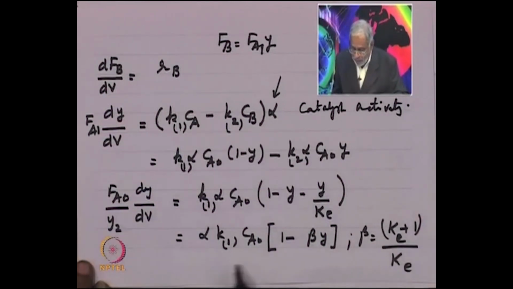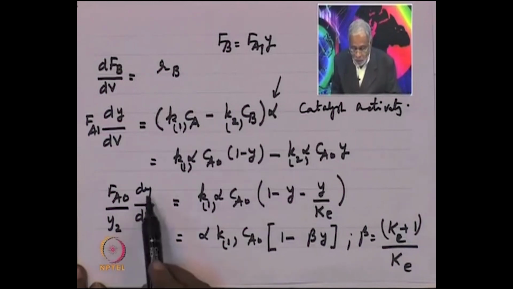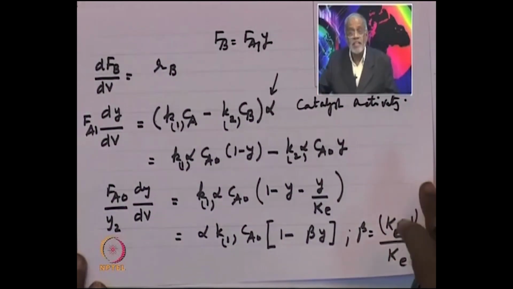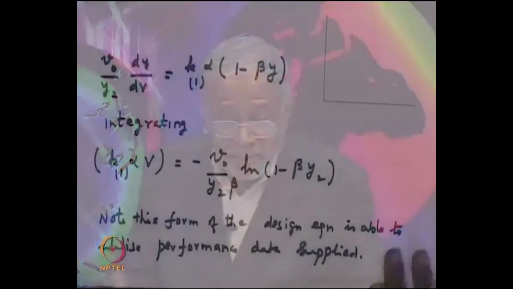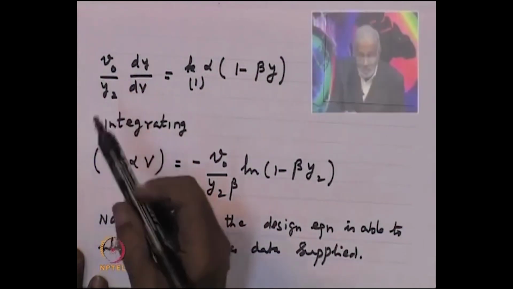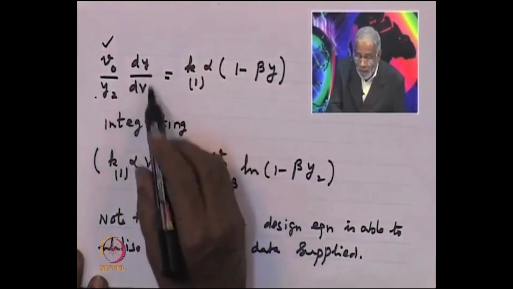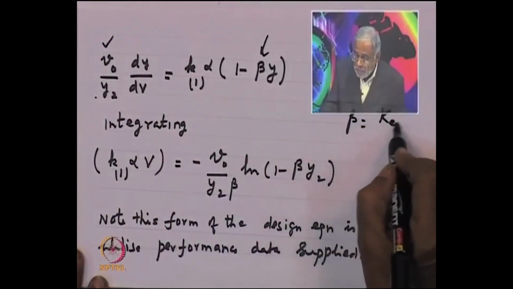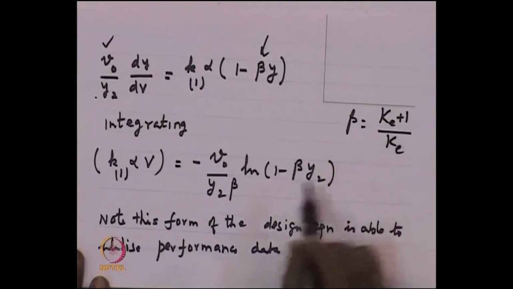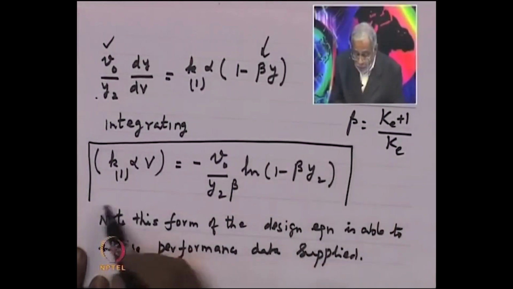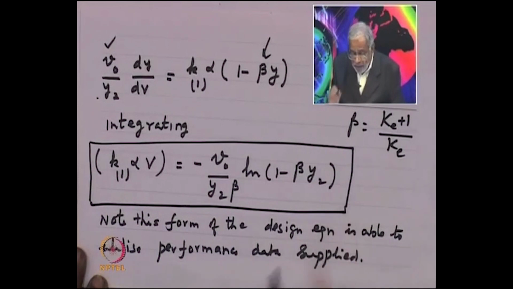So, this differential equation in this form you can see here: Fa0 by y2 dy/dV equal to the right hand side. Now, we are able to integrate and then get the results in the form in which we require. When we go further, we recognize that we are able to simplify the equations in terms of numbers that we know. V0 we know, y2 we know. Now, dy/dV we can put in terms of beta. Beta is simply (Ke plus 1) by Ke, where Ke is the equilibrium constant. Therefore, the integrated form of the equation which describes the performance of our equipment is given by this.